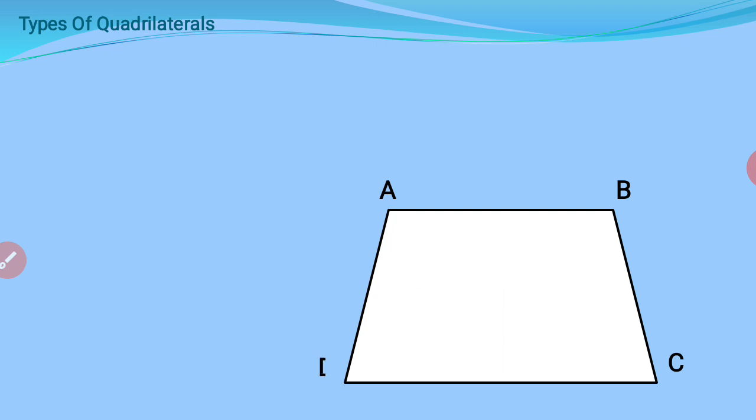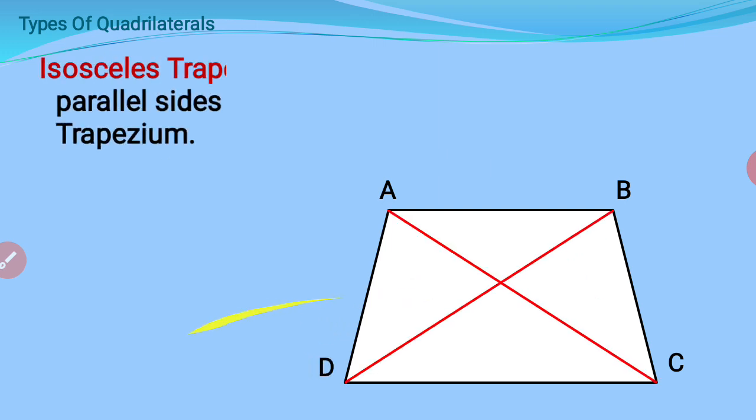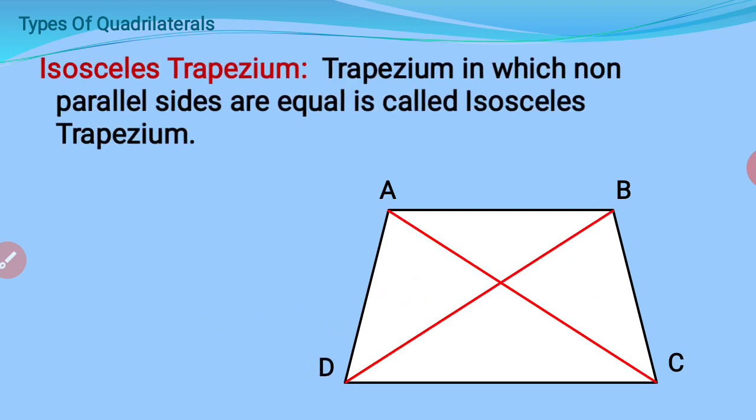The next one, here we have ABCD with AC and BD as the diagonals. Now this is an isosceles trapezium. The speciality of an isosceles trapezium is that you have one pair of parallel sides and the next pair, which is not parallel, is equal in length. That means AB is parallel to DC and AD is equal to BC. Since one pair of non-parallel sides is equal in length, this trapezium has a special name. It is called an isosceles trapezium.